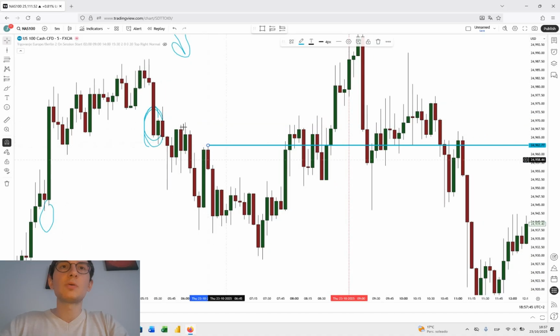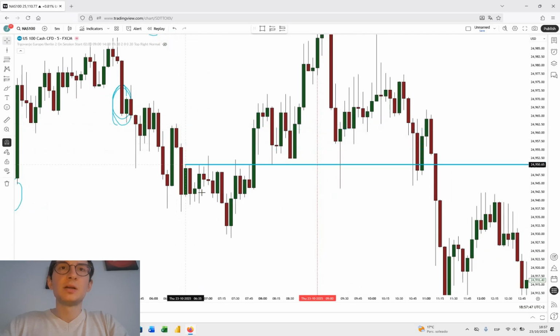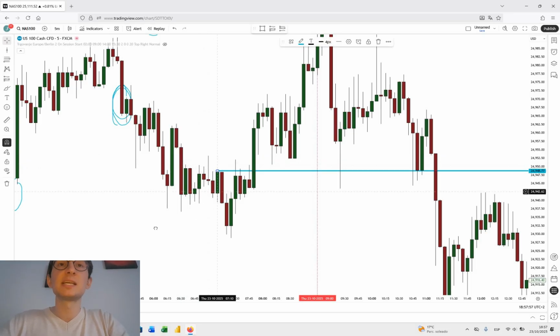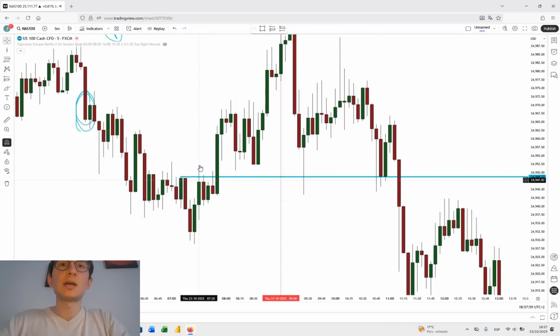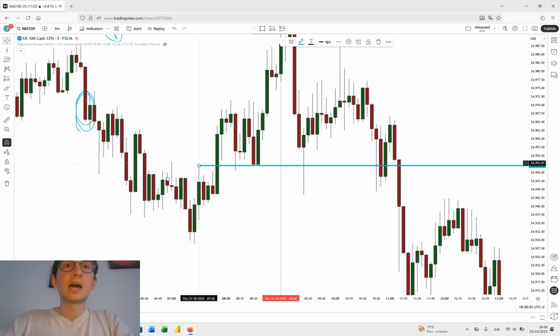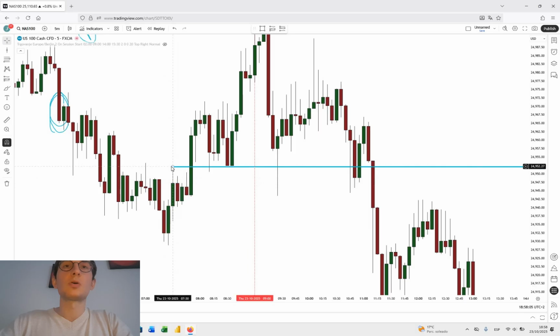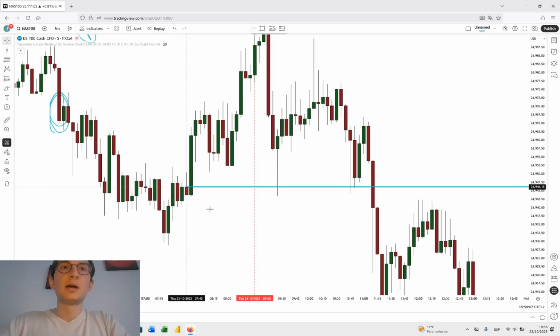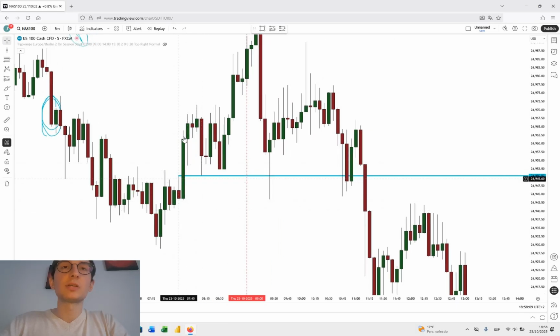Now another high, another high, another high, same example. We went up, but we haven't closed yet. We are still in a downtrend. Another high, we went up again. We haven't closed. Now we have to close here. Another high, up, down, another high here.